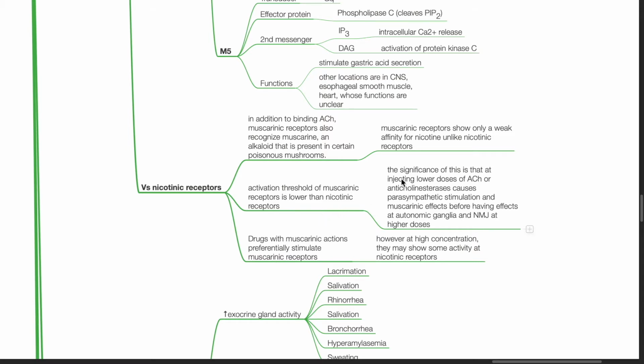The significance of this is that injecting lower doses of acetylcholine or anticholinesterases causes parasympathetic stimulation and muscarinic effects before having effects at autonomic ganglia and the neuromuscular junction at higher doses. Drugs with muscarinic actions preferentially stimulate muscarinic receptors. However, at high concentration, they may show some activity at nicotinic receptors.